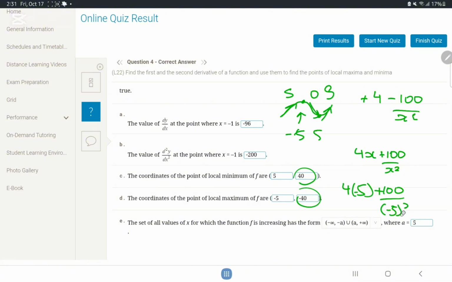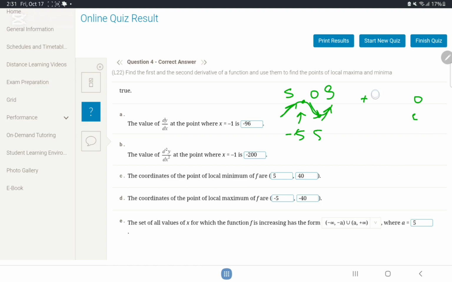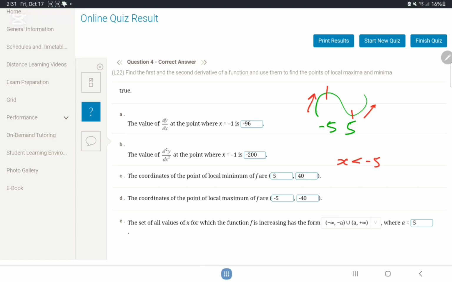For part E, let me just clear up all of this mess. Okay. They want when the function is increasing. This is what we got, right? When it's -5 and 5 right here. When it's increasing, it's basically this part. So they wanted everything that's before -5 and everything that's after 5. We can do it like the first question. When x is less than -5, because here will be -6, -7, and then everything that's after 5, because here will be 6, etc. So everything that's greater than 5.